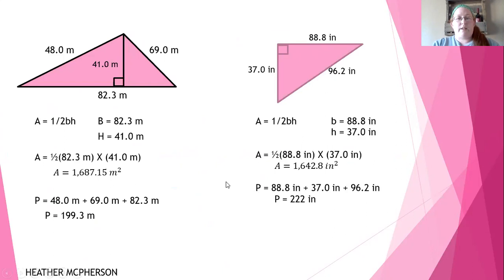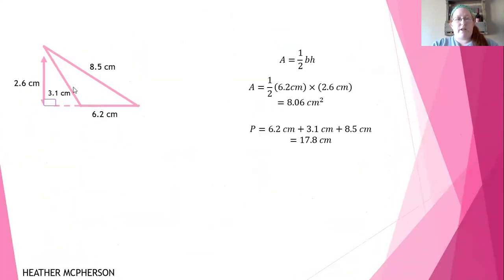This following slide is the same thing. It's just another type of triangle, and you do the dotted lines to make it into a right triangle so you can work on it a little easier than an isosceles triangle. Same equation, 1/2 of the base times height. And then the perimeter again is just all your sides, 6.2, 8.5, and then 3.1, since that's your other side of the isosceles triangle.